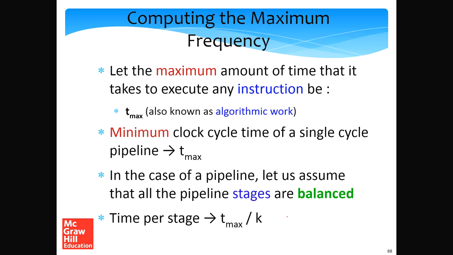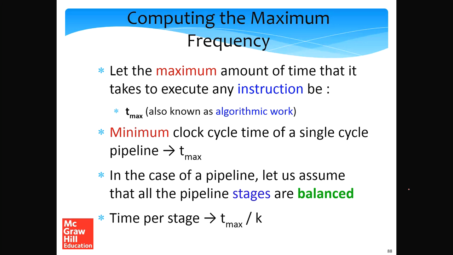Let us now compute. We have looked at the CPI. So what is the third component? It's the frequency. Let the maximum amount of time that it takes to execute any instruction within the processor be T max, and let us refer to this as the amount of algorithmic work.